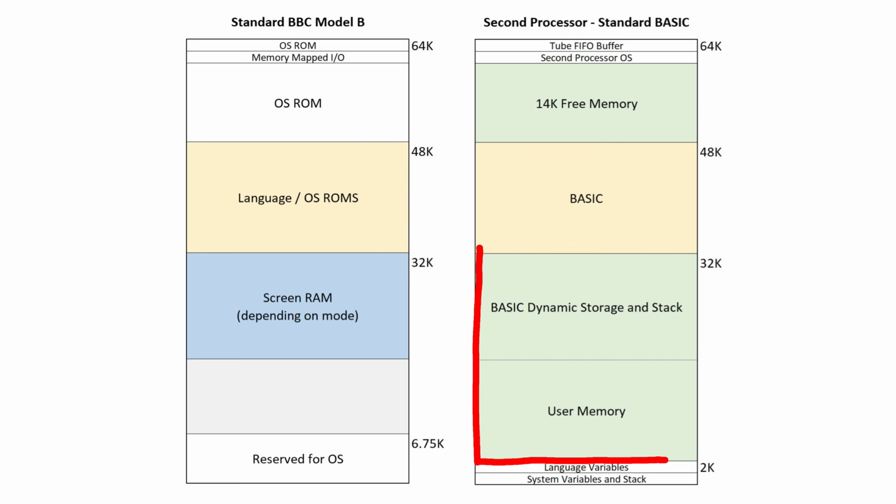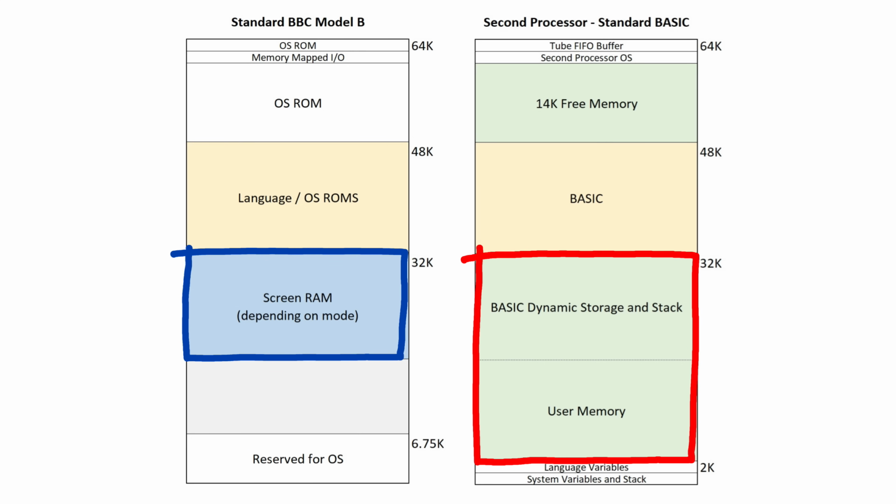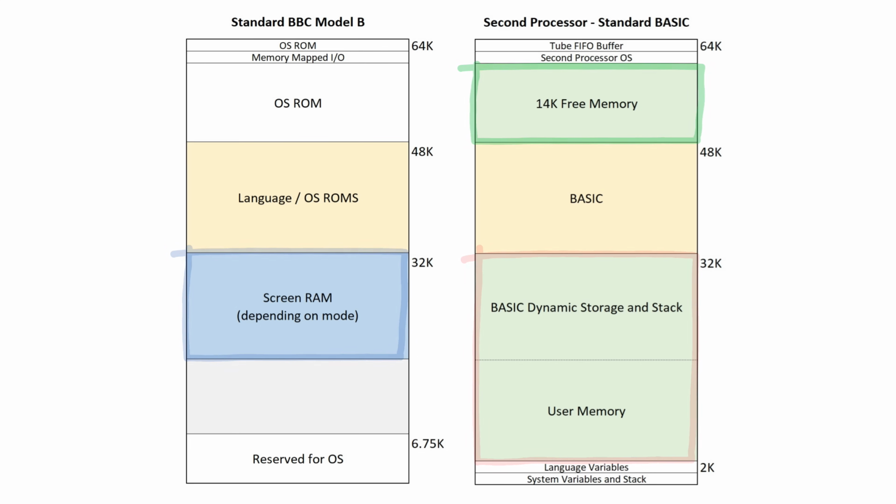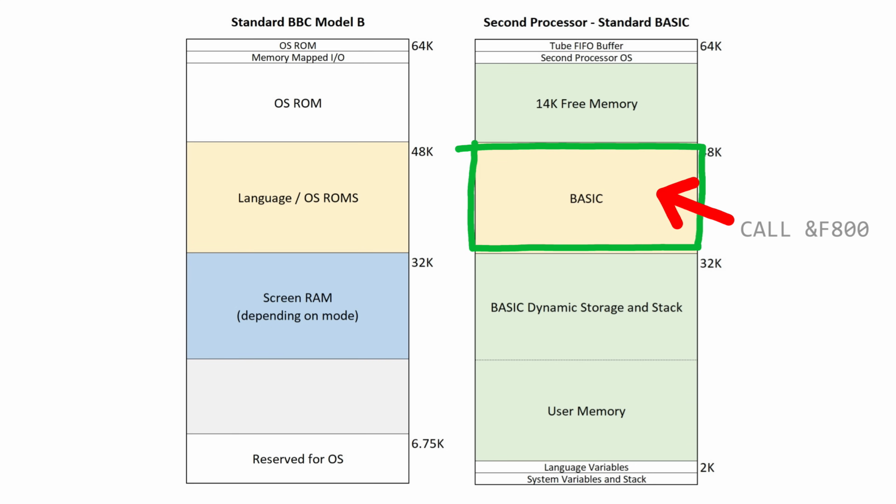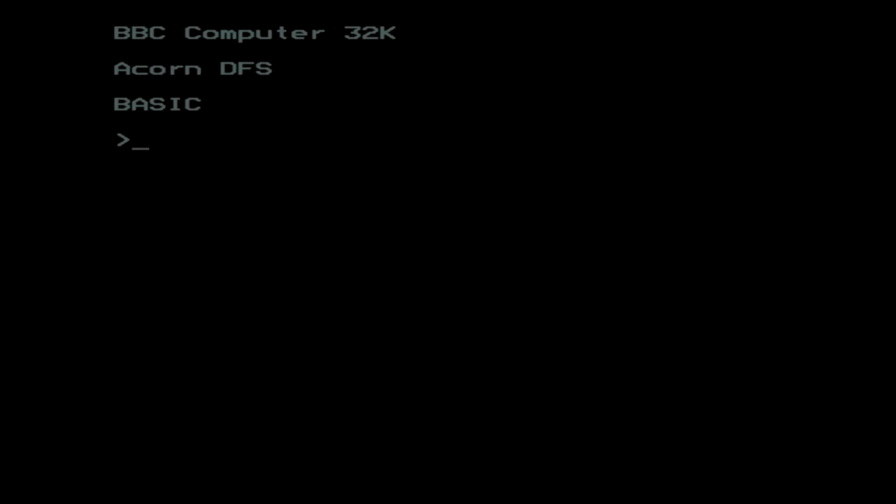Even without high BASIC, I still get a big lump of memory for programs and can use any screen mode without impact. And if I want to use the 14K above BASIC, I still can. If I wanted to just load assembly language, I could even unload the BASIC ROM to get an extra 16K. Back on a standard BBC B, let's see what this means in real terms.